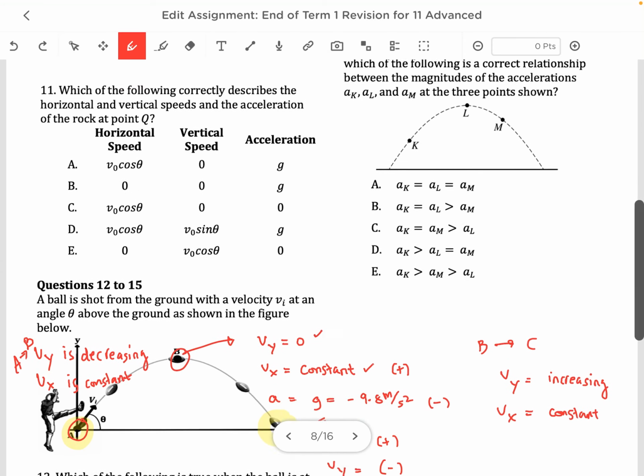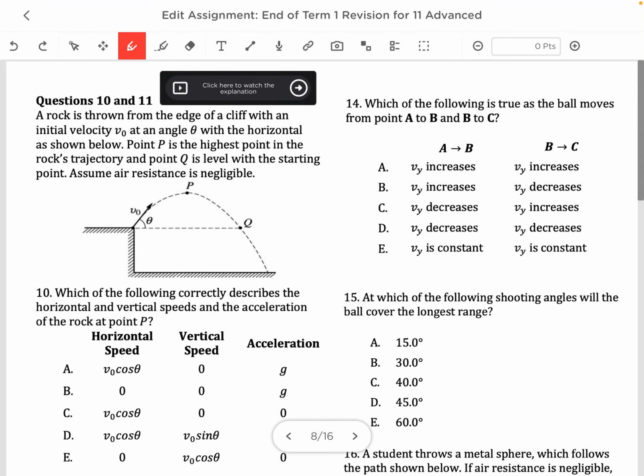It doesn't change. Let's look at the options. So Vy from A to B, Vy should be decreasing. Okay, so decreases. And from B to C, Vy should be increasing. So therefore, the correct answer should be option C.